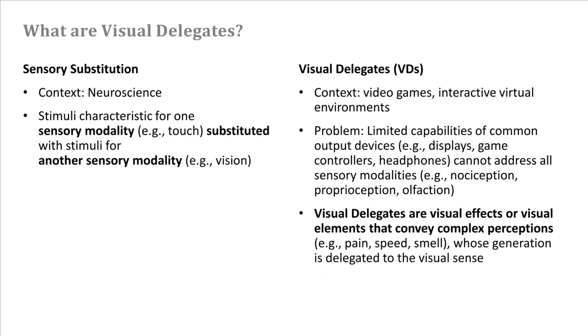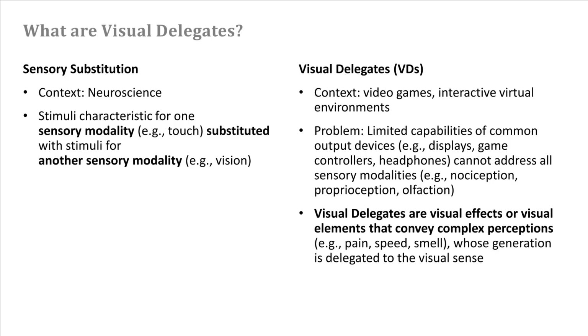In neuroscience, stimuli characteristic for one sensory modality, for example touch, can be substituted with stimuli for another sensory modality, for example vision. This phenomenon is referred to as sensory substitution. In the context of video games or other interactive virtual applications, we observe a related phenomenon.